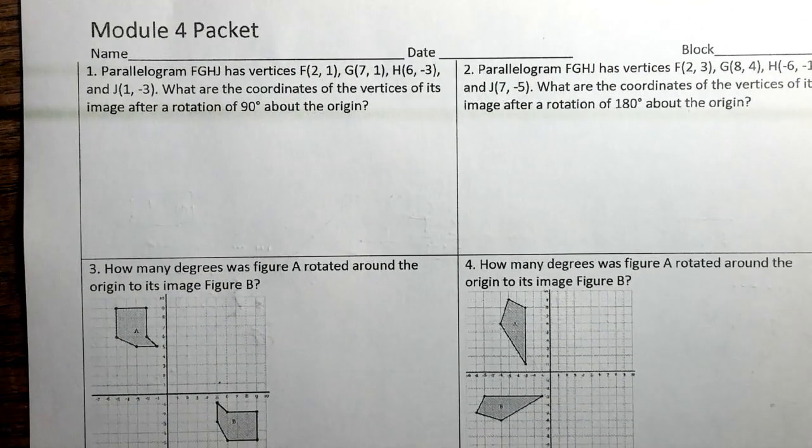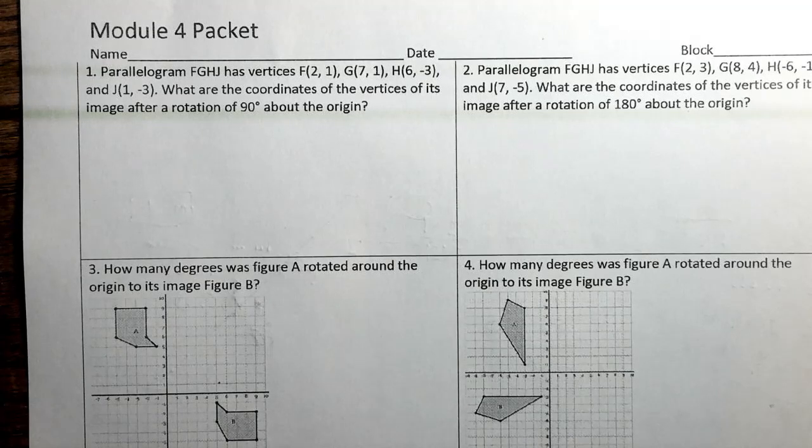All right, top of page 11, number 1. This parallelogram FGHJ has vertices and gives us the coordinates for F, G, H, and J. It says, what are the coordinates of the vertices of its image? So that's the after. Remember, the pre-image is where we start. What are the vertices of the image after a rotation of 90 degrees about the origin? So, like I said from the previous page, spoiler alert, we're going to say counterclockwise.